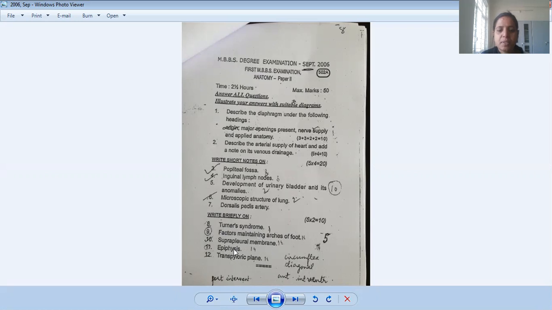Arches of foot, see once again. What is epiphysis? It is the joining point of the diaphysis and metaphysis. Just above the metaphysis we will find the epiphysis, which helps in the growth of the long bone. As long as epiphyseal cartilage is there, the bone will keep growing in length. Here we will have epiphyseal arteries.